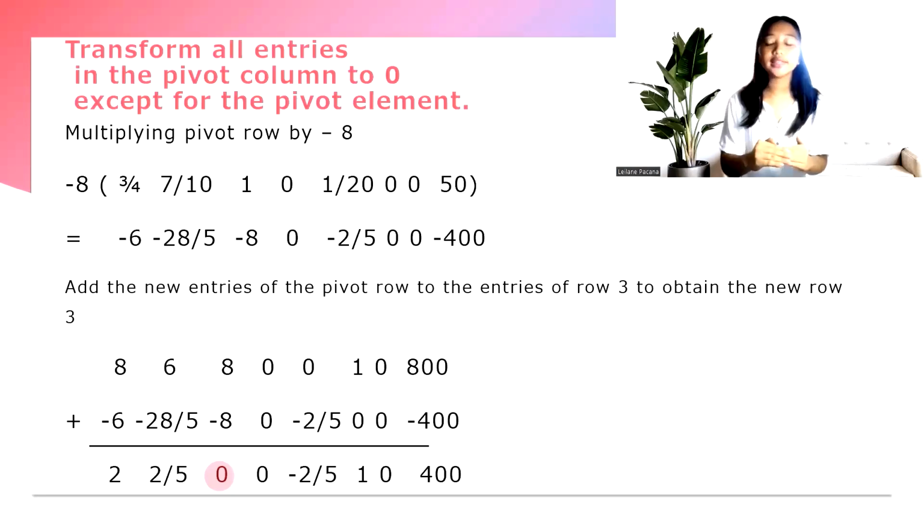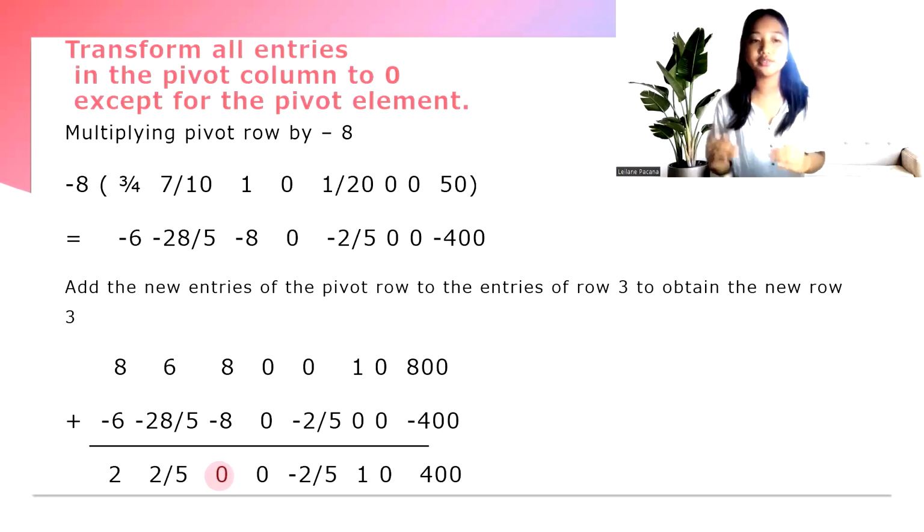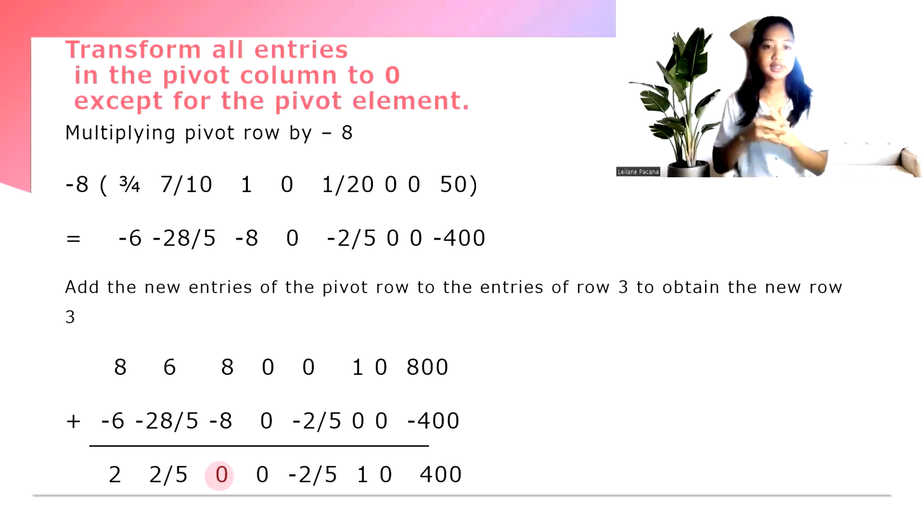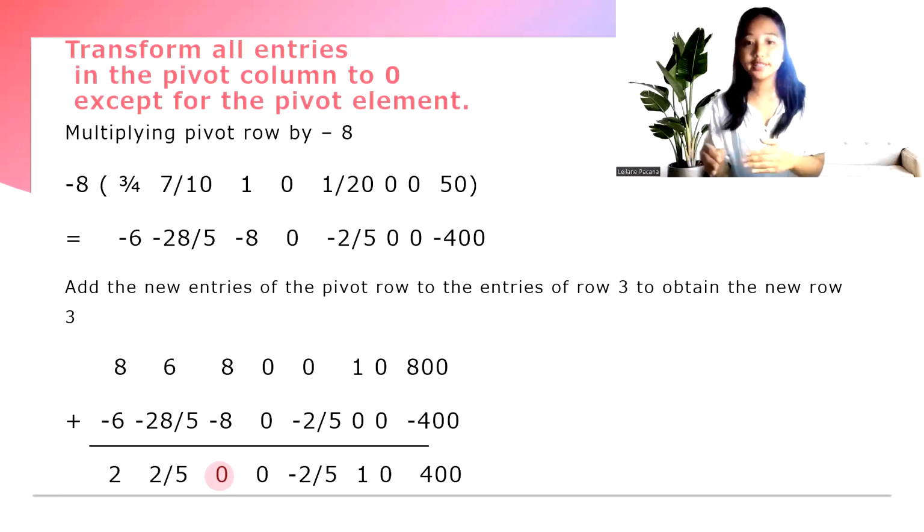So -8 times 3/4, that is -6. -8 times 7/10, that is -28/5. And -8 times 1 is -8. -8 times 0 is 0. -8 times 1/20, that is -2/5. -8 times 0 is 0. -8 times 0 is 0. And -8 times 50 is -400. So that result, we have to add to our previous row 3.